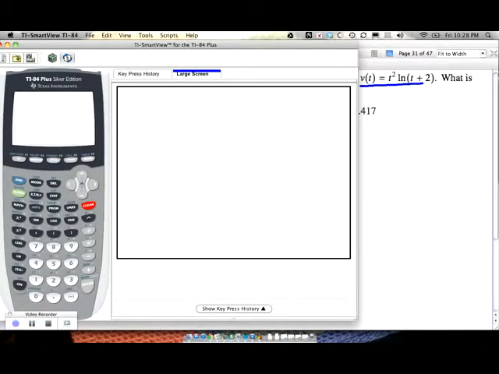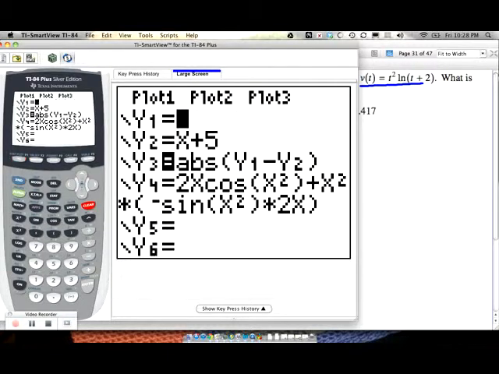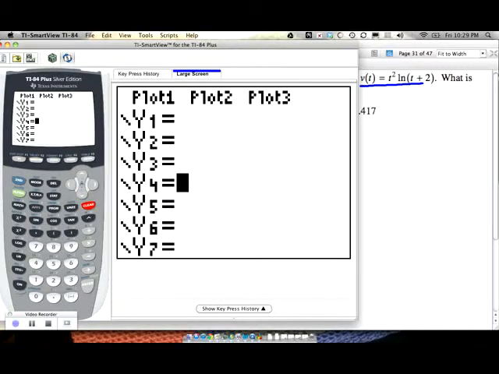So I'm going to plug in that function. The function uses t's, but we use x's. Let's clear out these old functions from previous exercises. Go back to our y1. So the function that we're plugging in here is t squared times natural log of t plus 2. That's the same thing as saying x squared times the natural log of x plus 2.